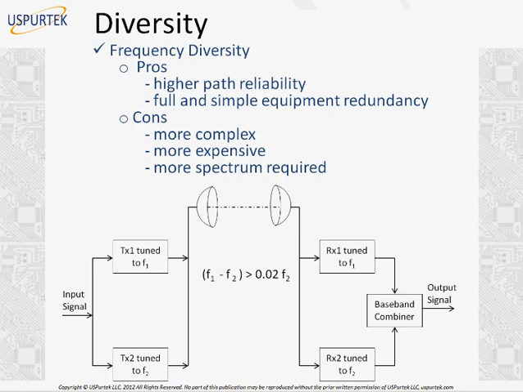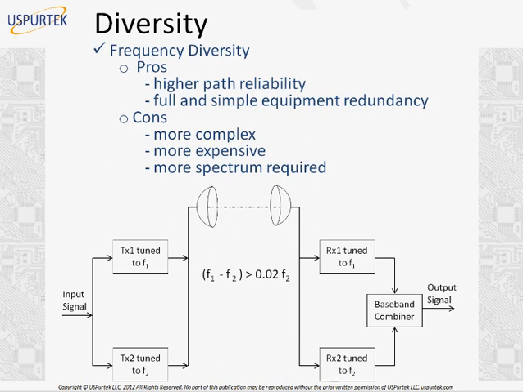Now let us see what the pros and cons of this type of diversity are. Pros, of course, you have very high path reliability and full and simple equipment redundancy. You have two of each equipment: two transmitters, two receivers, and two of everything. There's a single antenna but two frequencies, and it's considered to be a wideband antenna on both sides. So that is a pro.